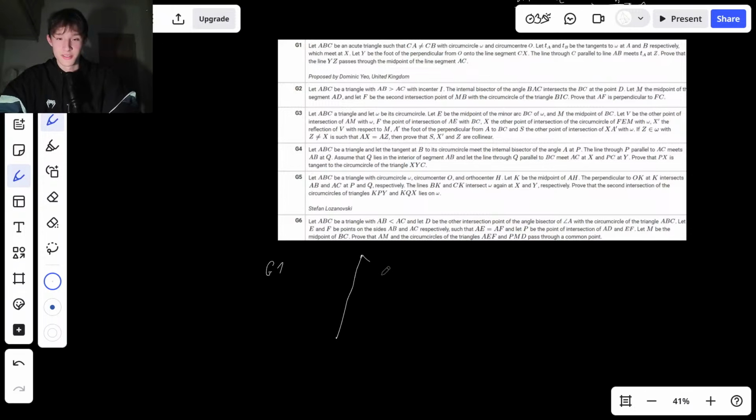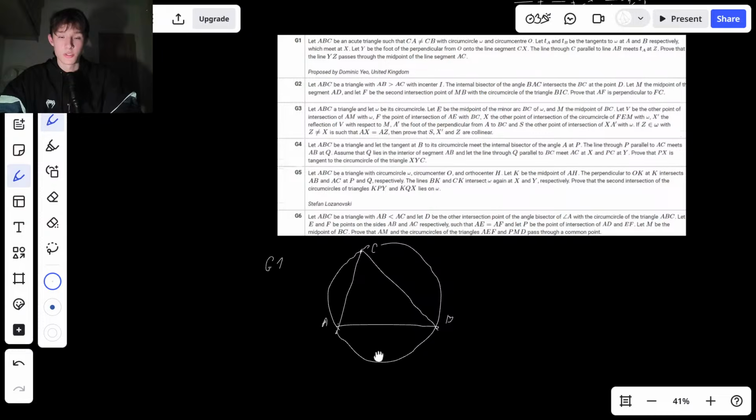Okay, so let's start with the geo, I guess. So we have a triangle CAB, I assume like this, which is so weird. But okay, TA and TB are tangents to A and B respectively. Okay, so let's just draw this. And then they meet at X.